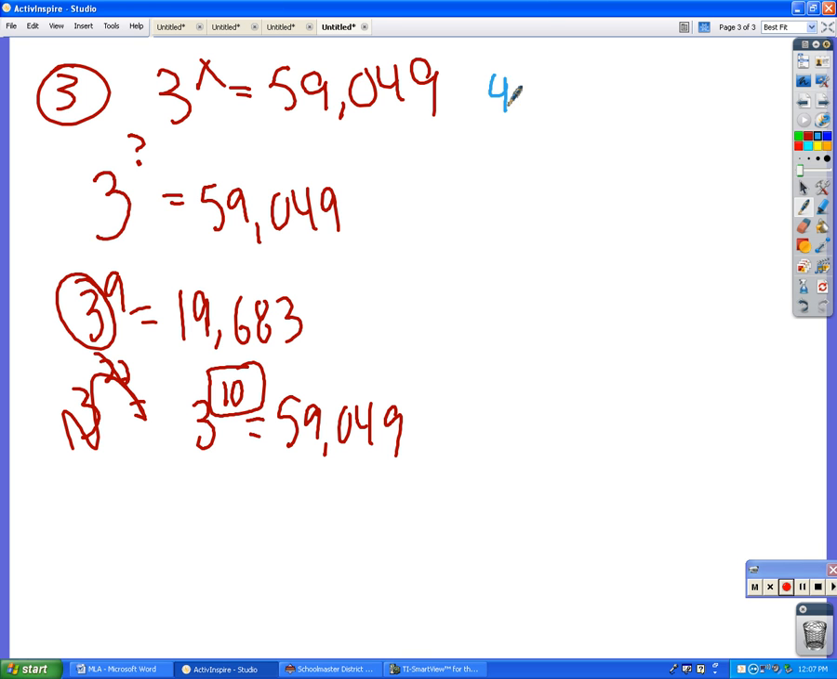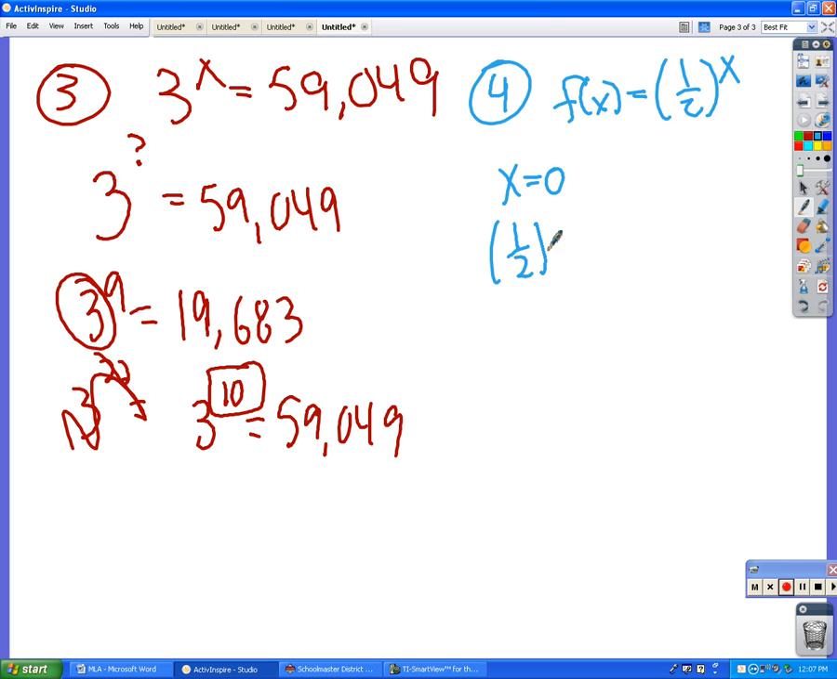Okay, number 4 is an easy one. It looks confusing, but it's not. It says, for the function f of x equals 1/2 to the x, determine the value of f of x when x equals 0. 1, right? Because anything to the 0 power is 1. So when x equals 0, if I go 1/2 to the 0, then I get 1 as an answer. And you don't have to do that whole graphing calculator.